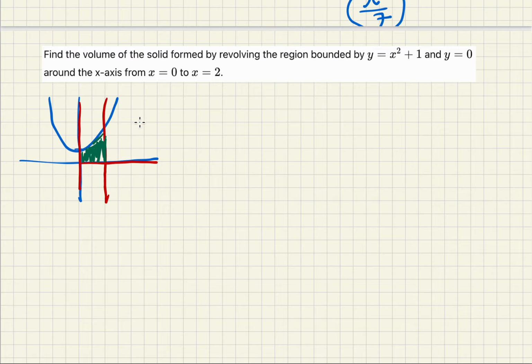And all we're doing is revolving this area around the x-axis. So we're doing it this way. And if you're revolving it around the y-axis, it would just be revolving it this way. So you need to visualize that. But in this case, we're doing it around the x-axis. So it would look something like this. And it's a 3D object. So it looks something like this.